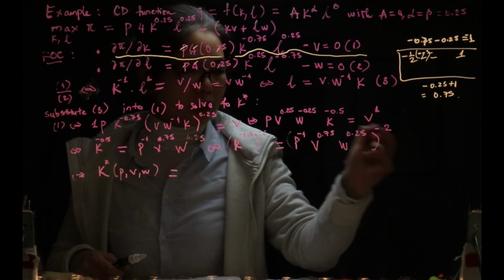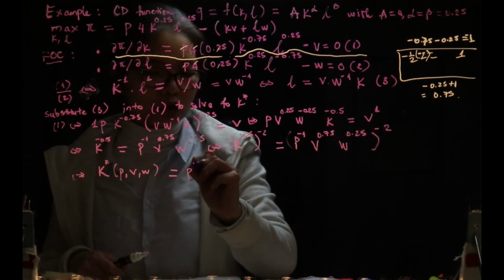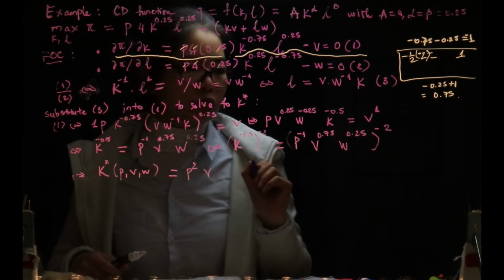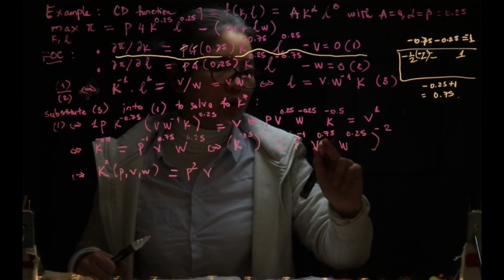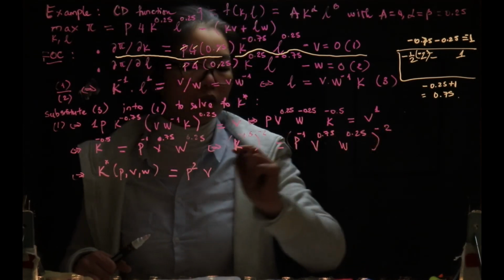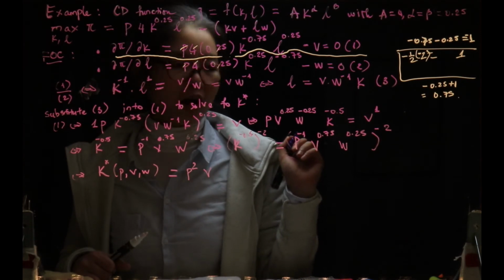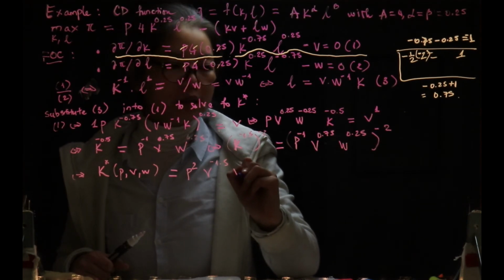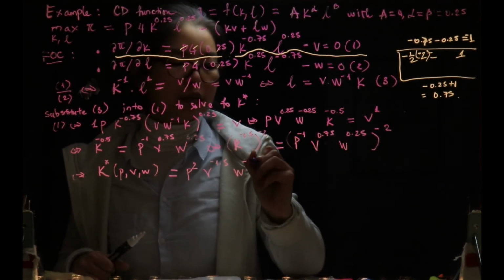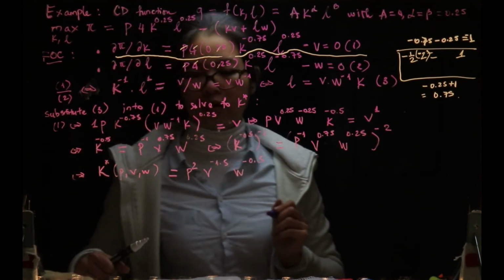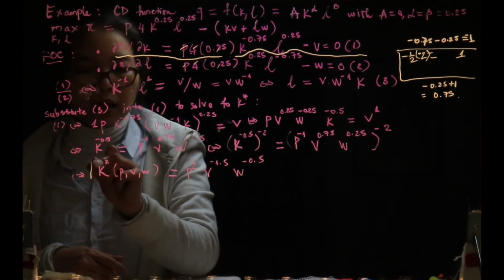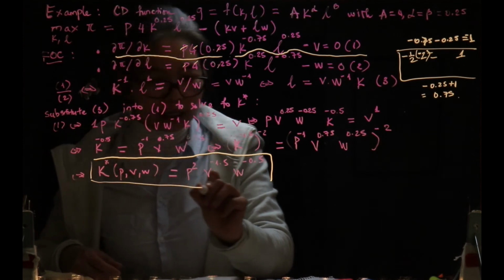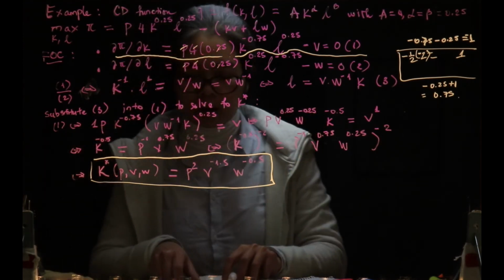Minus 1 times minus 2 is actually P squared, right? And then V to the power of 0.75 times 2 is 1.5, but with minus, right? Then W minus 0.5, right? And this is the input demand function, but the unconditional one for capital.